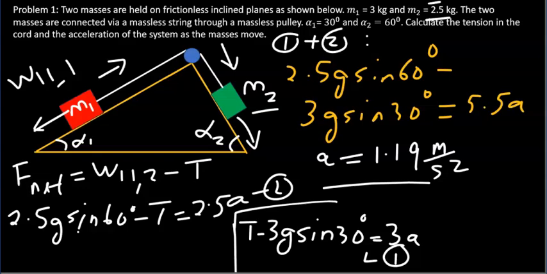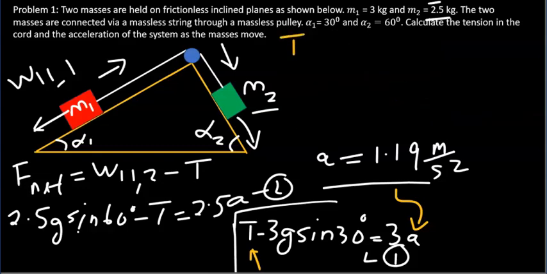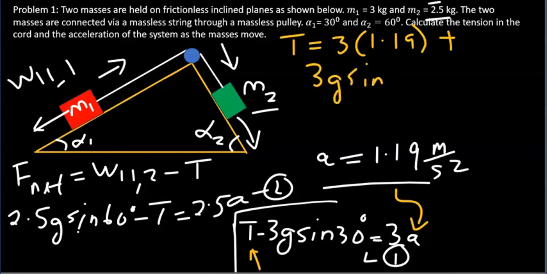Now substituting this value of a in here, we can determine the tension. So tension from equation 1 equals 3 times acceleration, which is 1.19, plus 3g sine 30, and that's going to be 18.3 newtons. And that solves the problem.